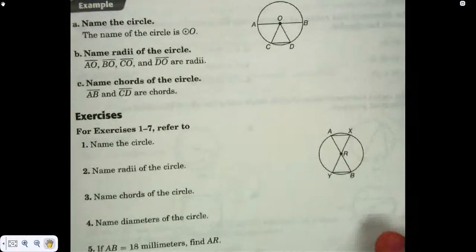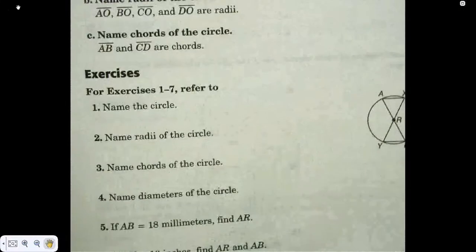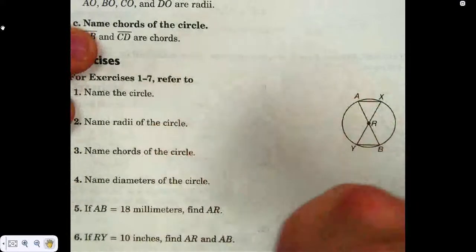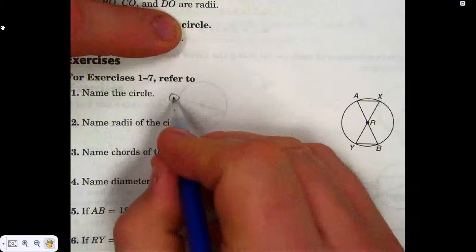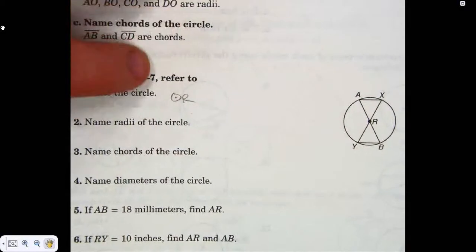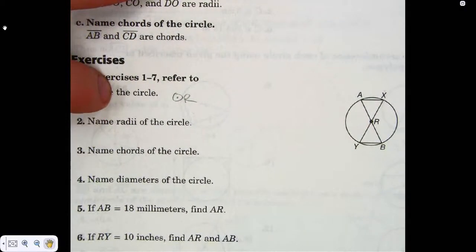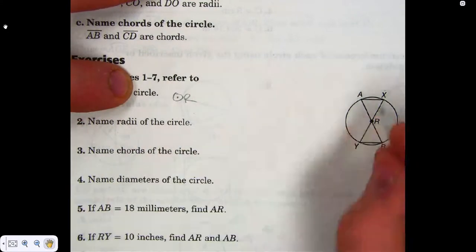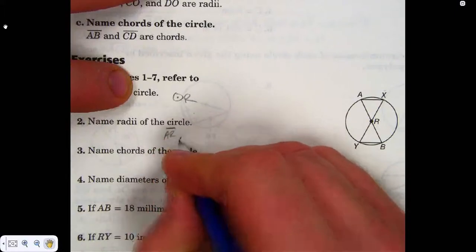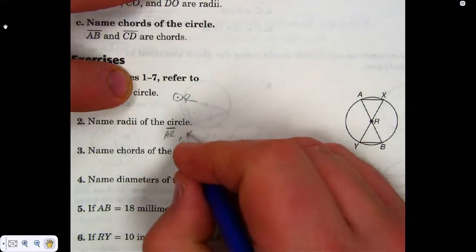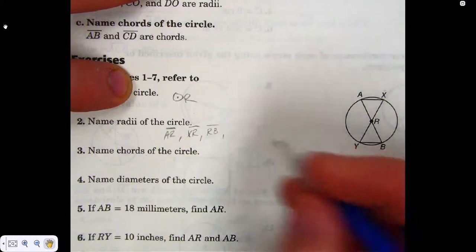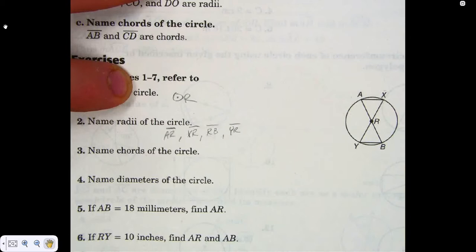Now, let's look down here. How would I name this circle? You guys agree? Okay. Name the radii of the circle. That's the plural of it. AR, XR, AR. I need to put a segment above it, right? Comma. Name me another one. XR, and then RB, and YB, or RY. Doesn't matter either way, does it? That's all the radii there, right? Does everybody understand that?